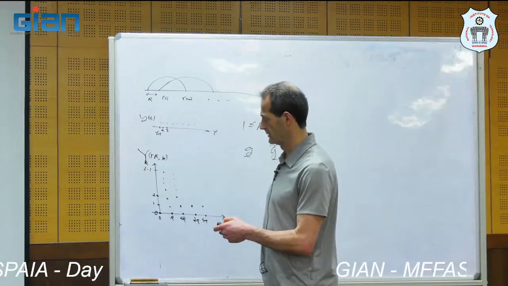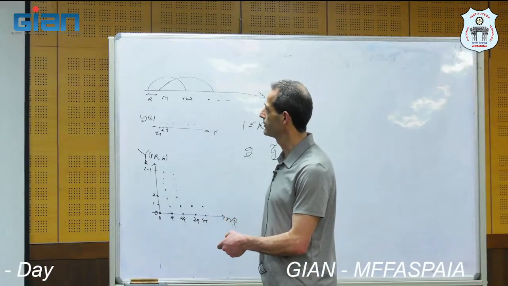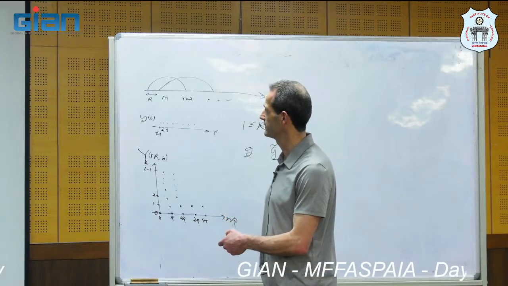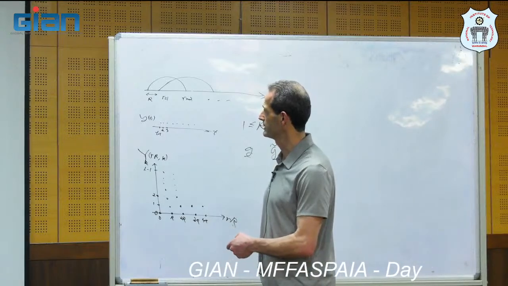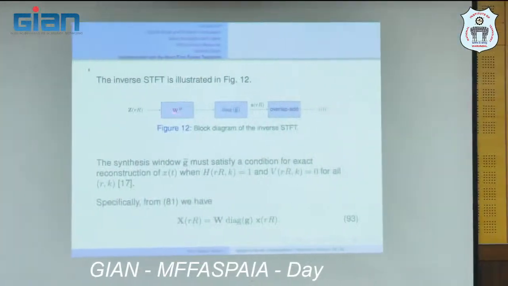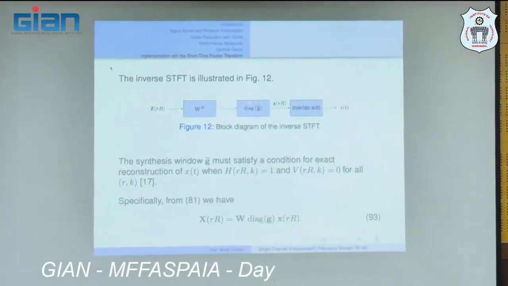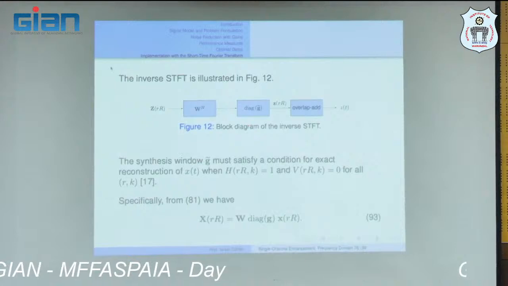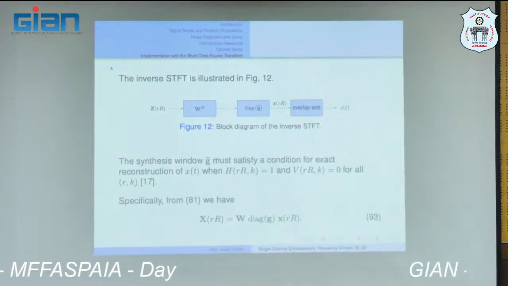Okay? Here, like this. So this is the synthesis window. This is how it looks. Block diagram of the inverse STFT. We multiply with the inverse Fourier transform. We multiply with the window, overlap, add.